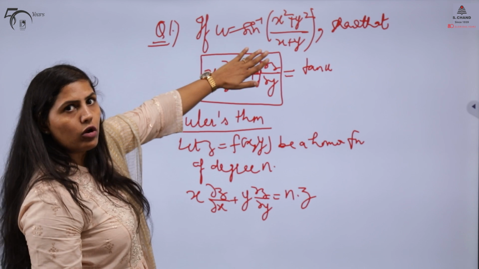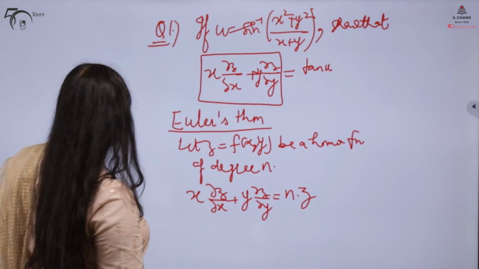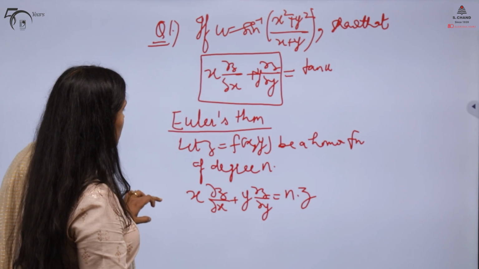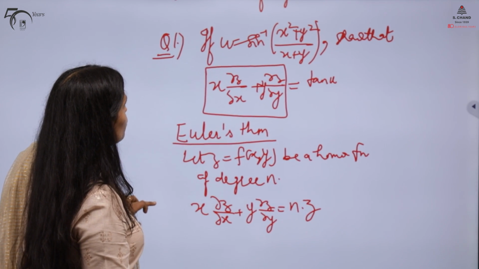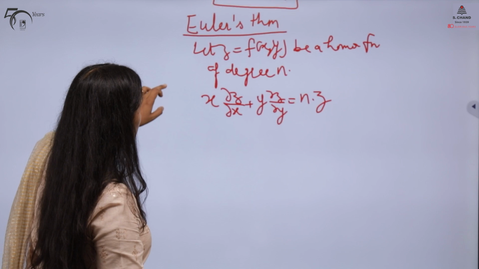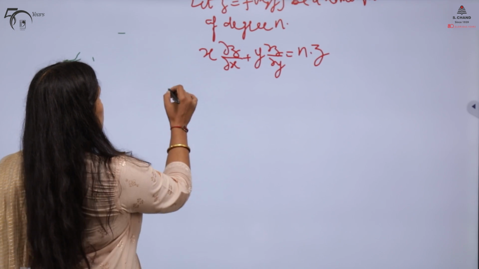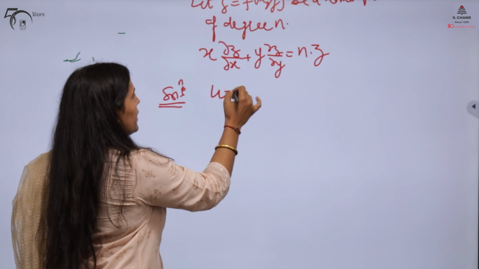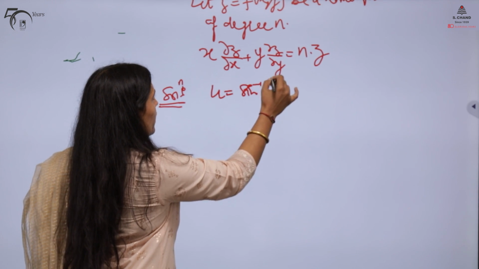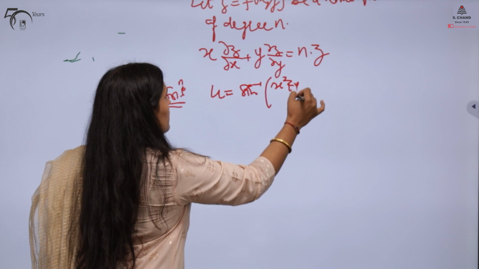Now to solve this question, I will be applying Euler's theorem. Just see how we'll be solving it. So see the question. This is u equals sine inverse of (x square plus y square), and I'll be applying the theorem. So solution of the question, but directly you cannot apply. Why? There is a reason.